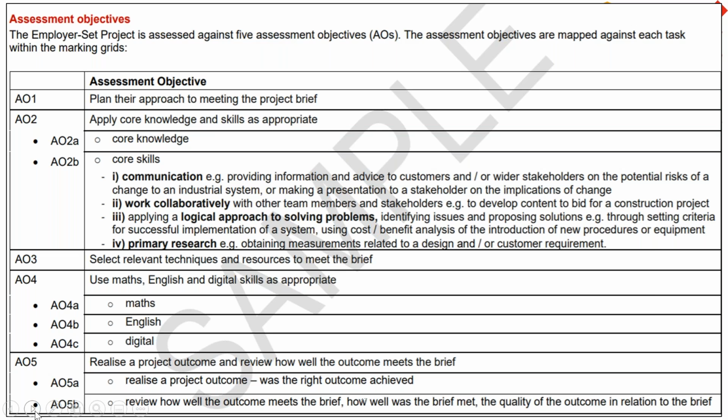AO4 is an interesting one, because if you look at how that's broken down, AO4A is looking at maths, AO4B is English, and AO4C is digital. And AO5 is all about evaluation, if we look at the previous slide. So please bear these in mind, because I'm going to show you how you can apply these to your exams and your tasks.